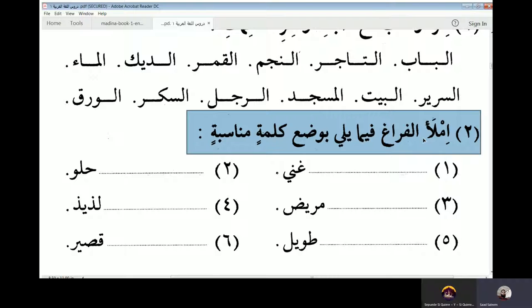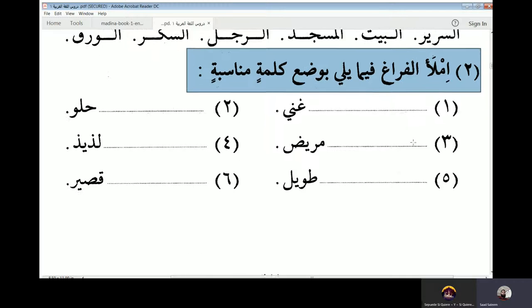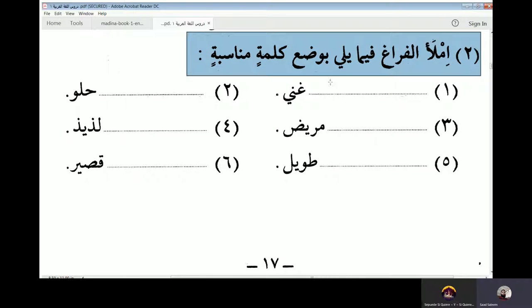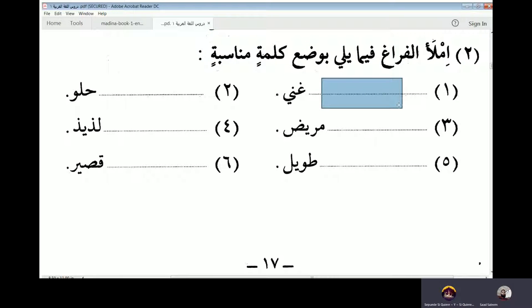Then imla al firaq, fill in the blanks. Fima yali, below. Biwadi kalimatin munasibatin, by putting an appropriate word. Fill the following blanks by putting an appropriate word. So what will you write here? I will put the merchant is rich. Yes.